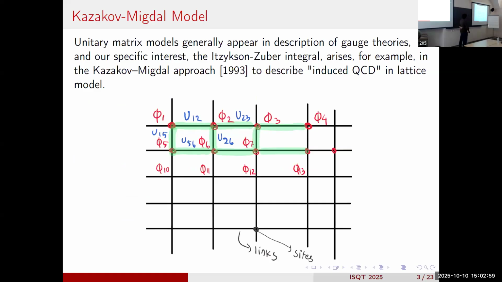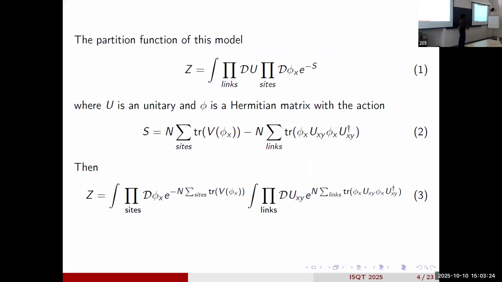First of all, the model was inspired by the study of Vladimir Kazakov and Alexander Migdal, known as the Kazakov-Migdal model. If you have this particular kind of lattice, and on the sites there is phi, which is a Hermitian matrix, and on the links there are U, which are unitary matrices, then the partition function of this model is written like this.